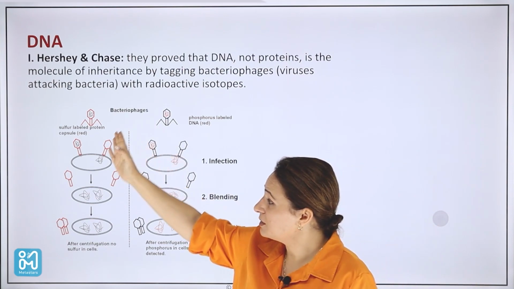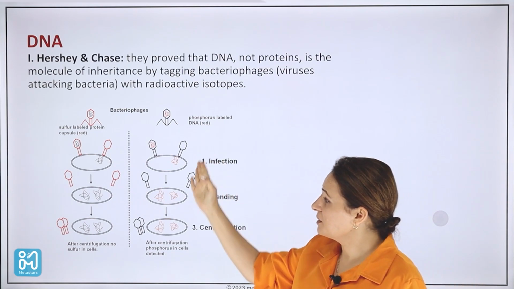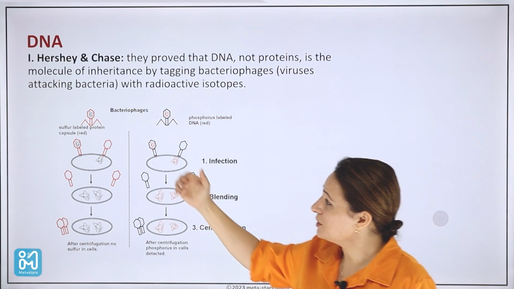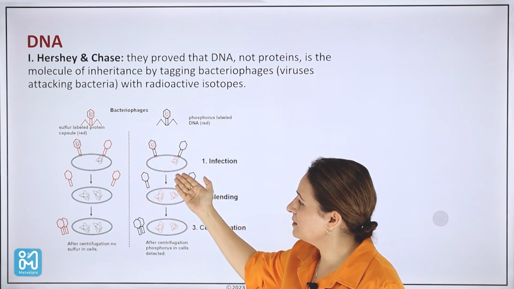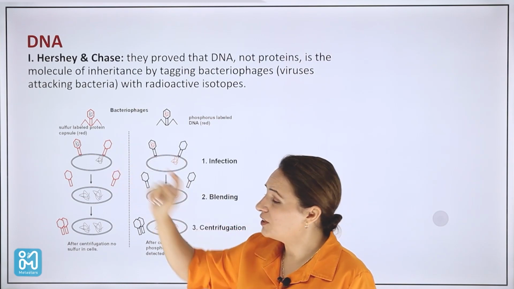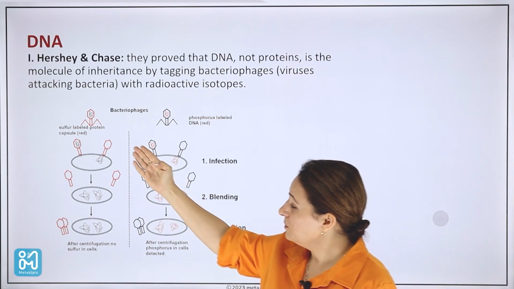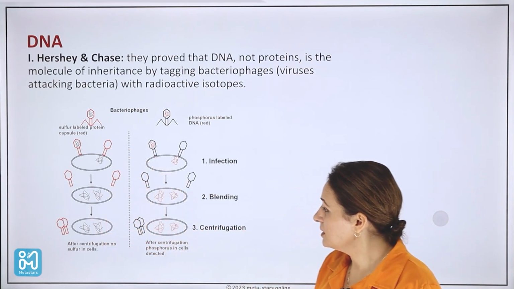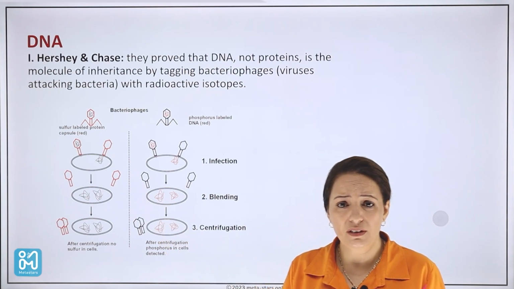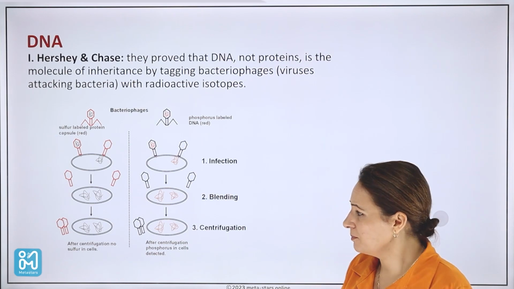So in the first experiment, they made the proteins radioactive, and in the second experiment, they made the DNA radioactive. And they allowed the bacteriophage to infect the bacteria, as you can see. This is the bacteria, and these are the bacteriophages that are infecting the bacteria. Then they continued with the process. They did the blending, and then the centrifuge, which is basically a process by which we separate things from each other.